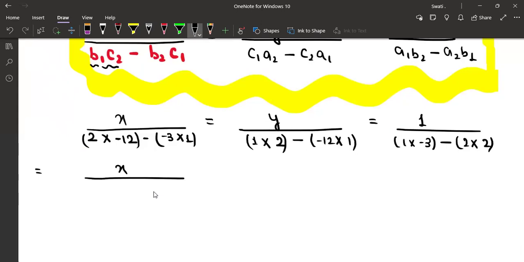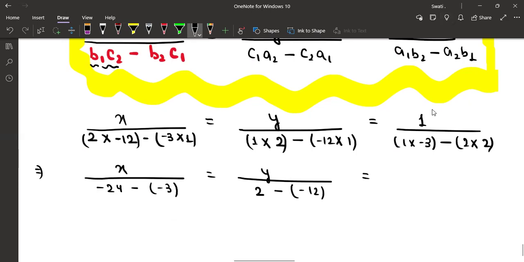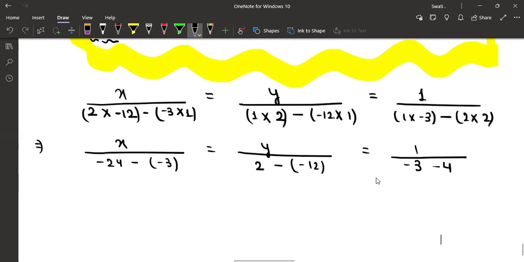X upon? Just tell me this step, I'll then help you. But can you just simplify -24 this? -24. Very good. Minus -3. Correct. Is equal to y upon 2, minus minus -12, -12, is equal to 1 upon -3, -4. Very good. Let's simplify this further.